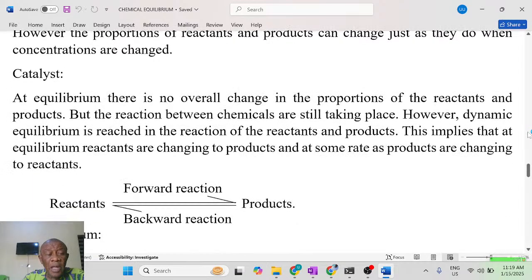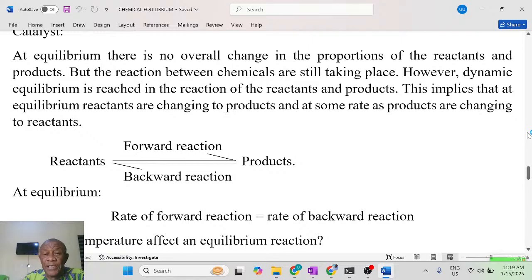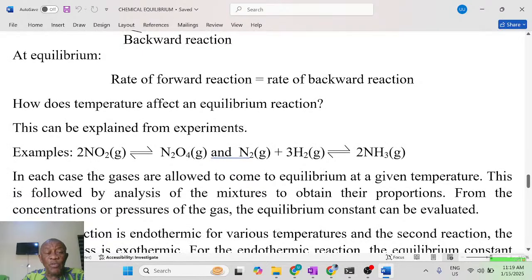Catalyst. At equilibrium, there is no overall change in the proportion of the reactants and products, but the reactions between chemicals are still taking place, they are still going on. Dynamic equilibrium is reached in the reaction of the reactants and products. This implies that at equilibrium, reactants are changing to products at the same rate as products are changing to reactants. So we look at the forward reaction and the backward reaction. At equilibrium, the rate of forward reaction is equal to the rate of backward reaction.